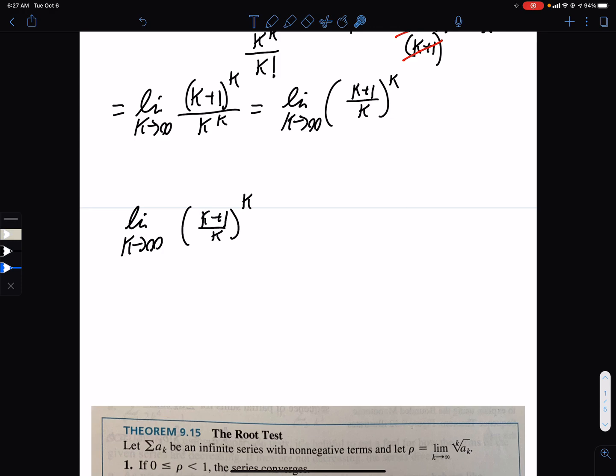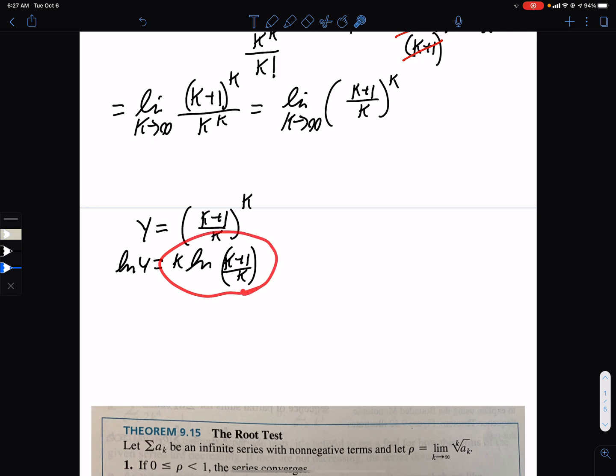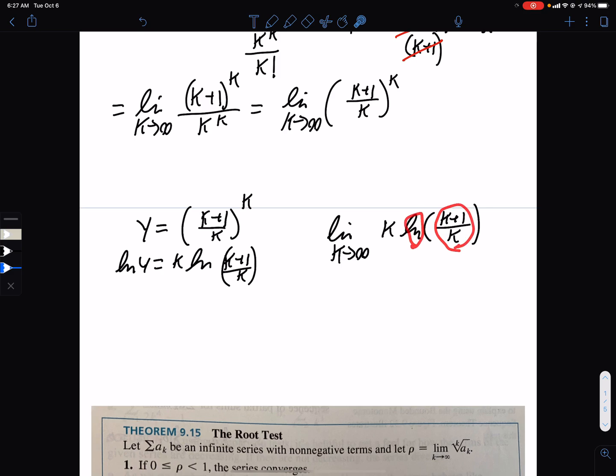So I can rewrite this. In fact, let me get rid of this limit real quick, and let y equal this. Now we ln both sides. And if I ln, I can use the power in front of the log rule, so that k will come out in front. So I'll get k ln of k plus 1 over k. Now we're going to find the limit of the right side: the limit as k goes to infinity of k ln of k plus 1 over k. Now look what's happening. This still approaches 1, but the ln of 1 is 0, so that approaches 0, times infinity.